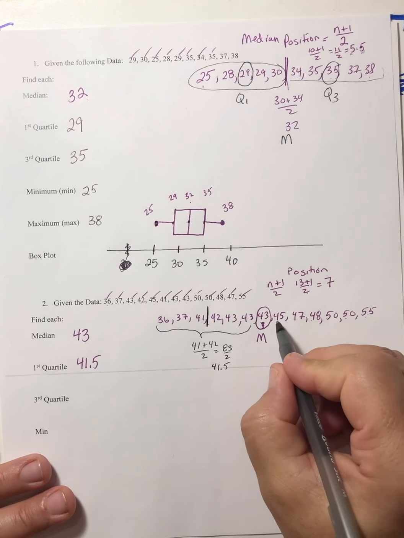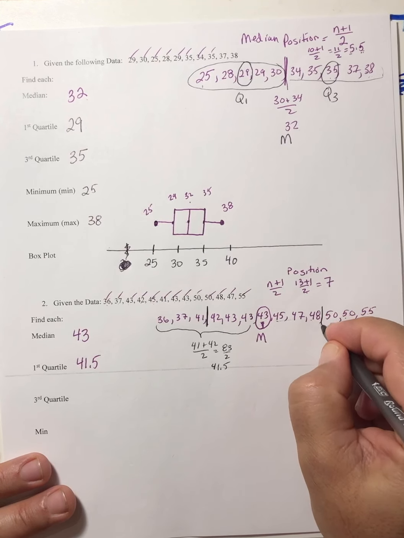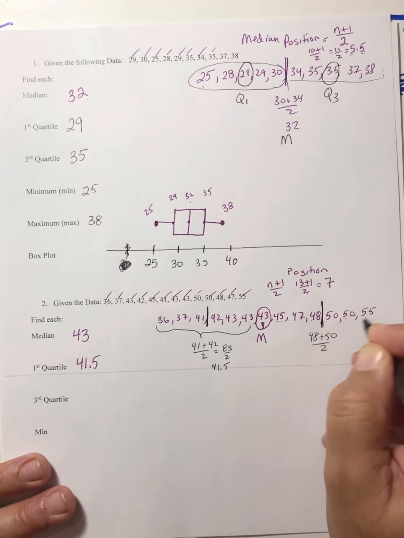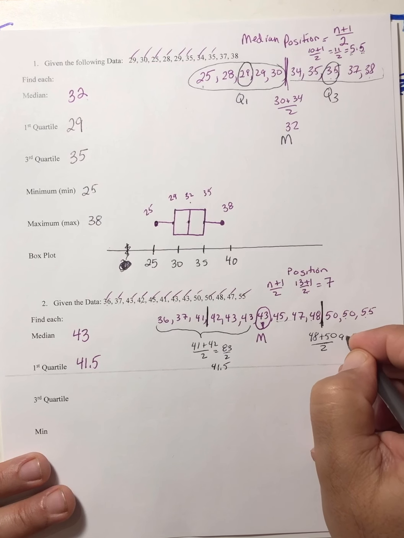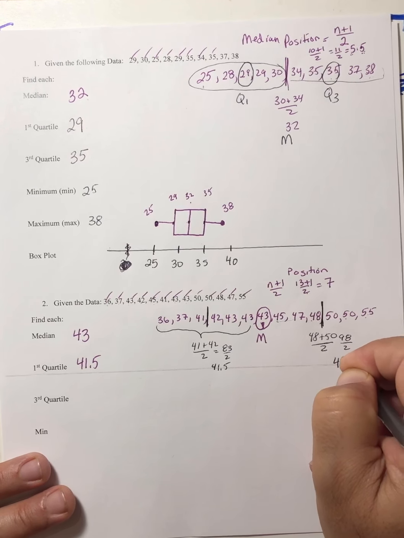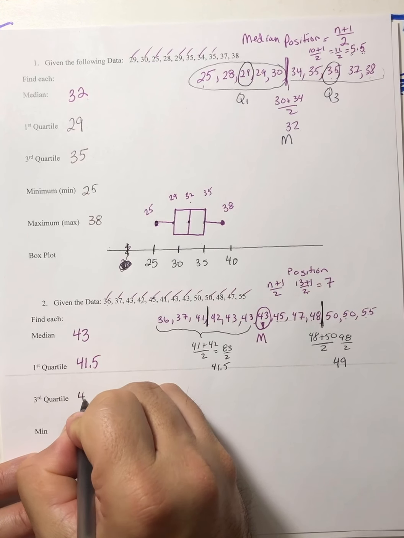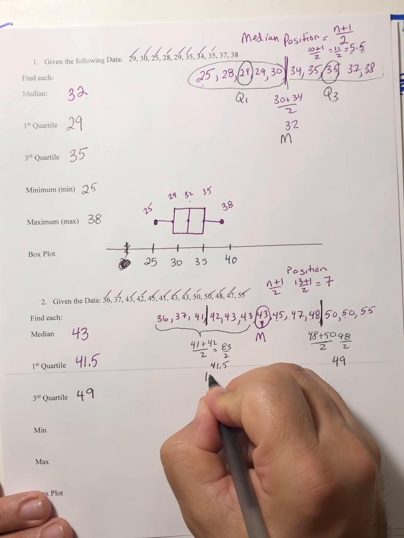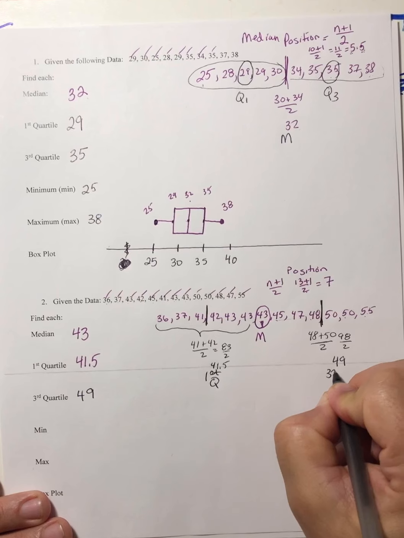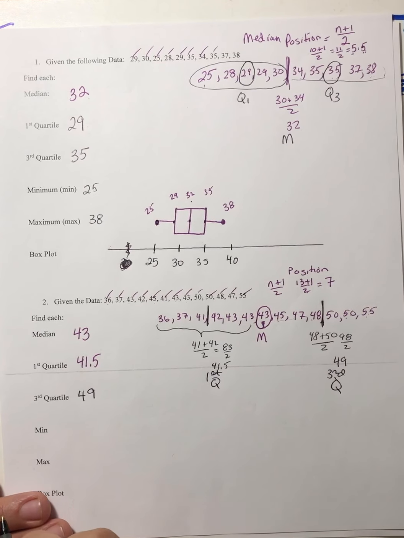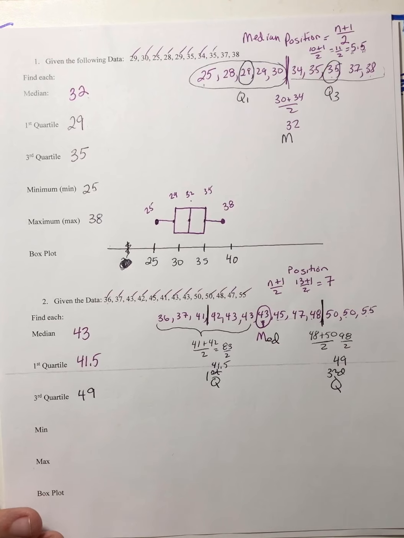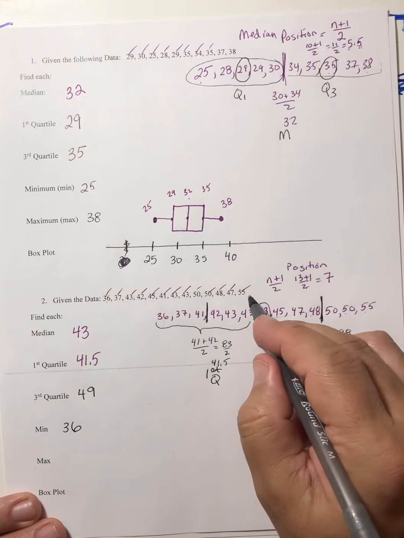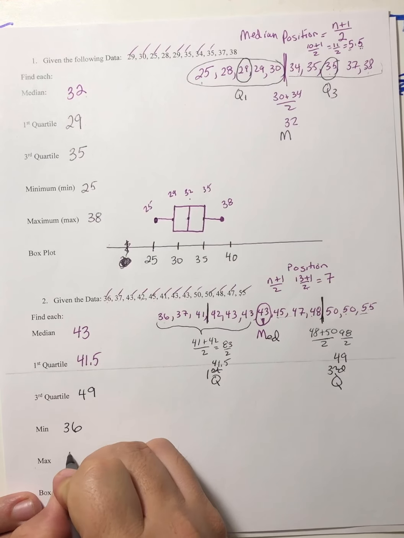Third quartile. So again, we have to go 3.5 spots out. Here it is right here. We're in between those two. So 48 plus 50 divided by 2. All right, so that's 98 over 2, which is 49. So the third quartile is 49. So here was the first quartile. Here's the third quartile. That's your median. All right, min. 36 is the min. And 55 was the max.